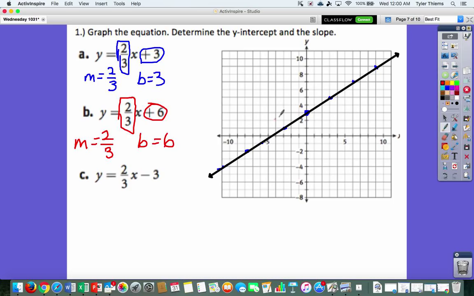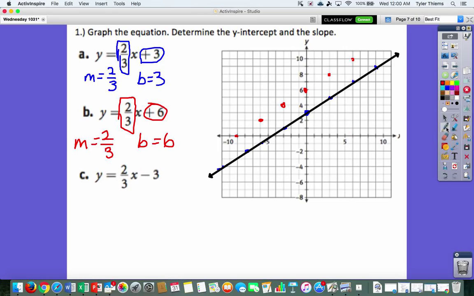When we graph this line, we're going to go to our y-intercept of 6, and we're going to do a slope of 2/3 again. So rise 1, 2, run 1, 2, 3. Rise 1, 2, 1, 2, 3. Go back down. I go down 2, left 1, 2, 3. Down 2, left 1, 2, 3. It should form a pattern.